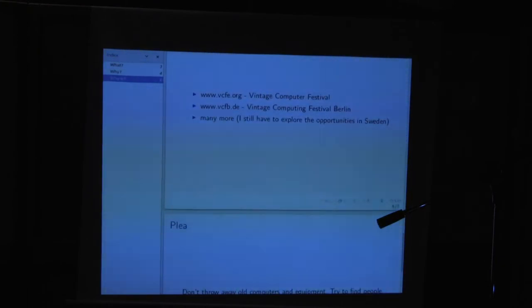So there are some events, especially in Germany, connected to vintage computing. The quite fancy named Vintage Computer Festival Europe takes place every year in Munich. A few years ago, people started creating a vintage computing festival in Berlin. They also focus on computing, not computers, so they also try to include analog computers and everything that might be interesting in connection with computing, solving computations.